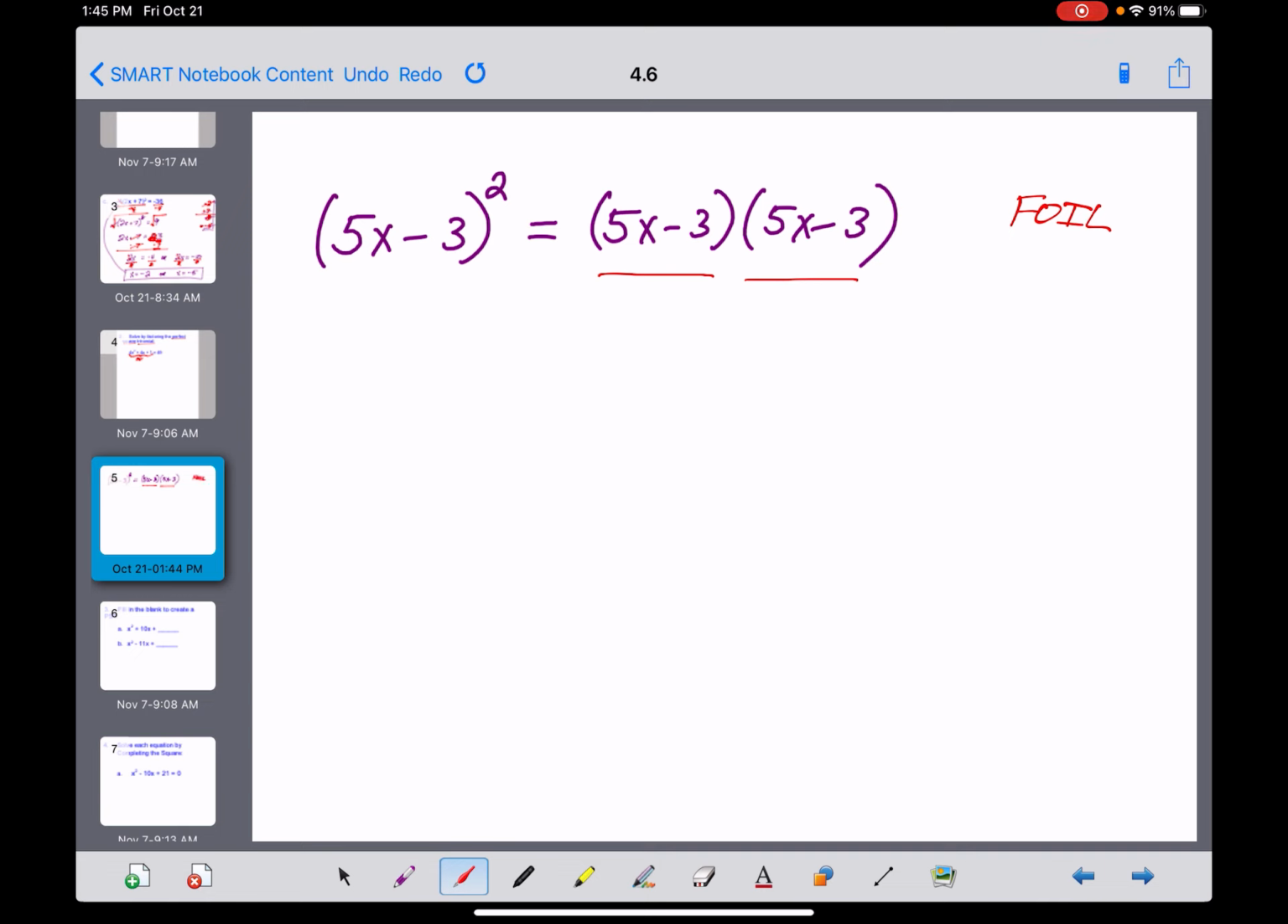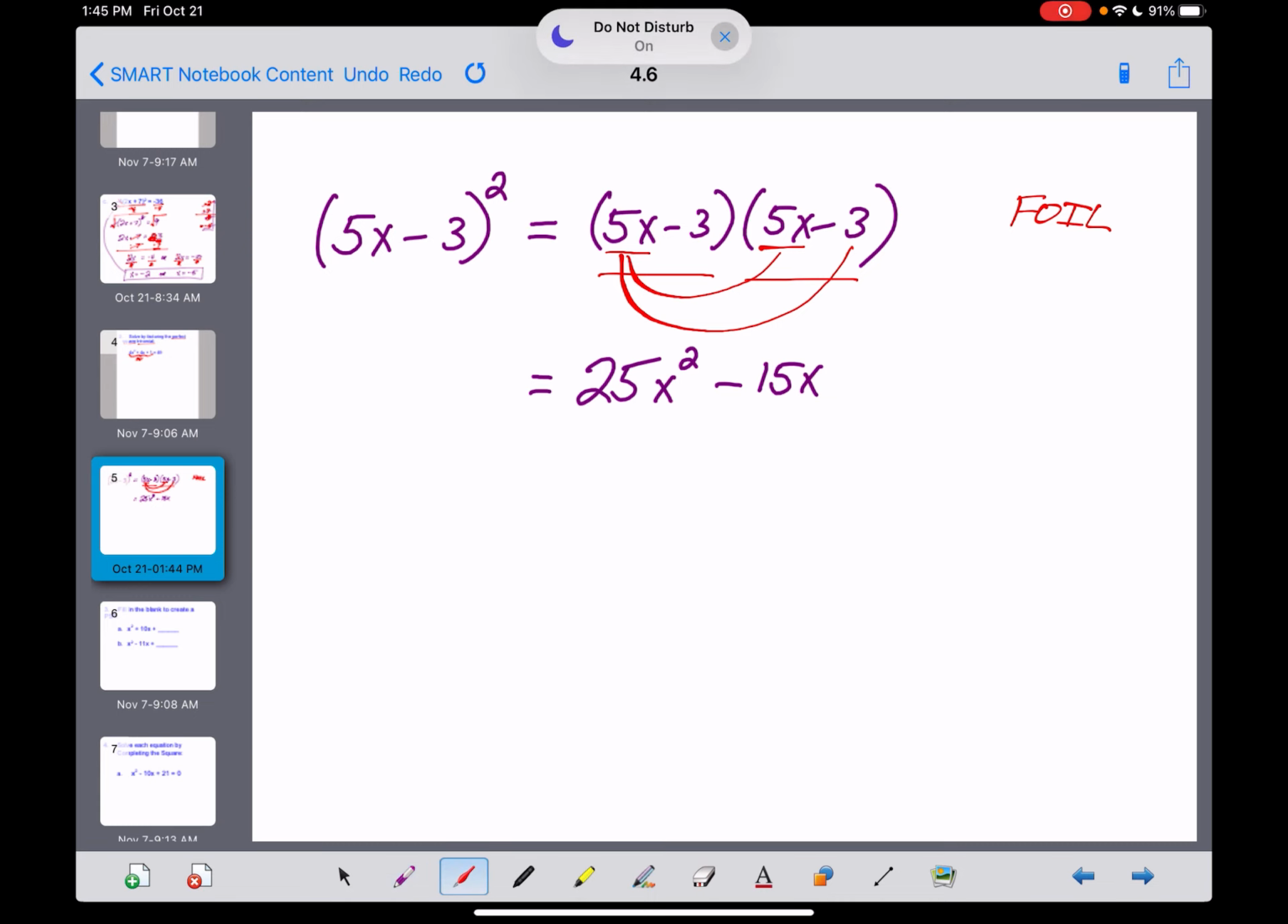So here we go. The first term in each binomial gets multiplied together. 5x times 5x is going to get you 25x squared. Then the outer product is 5x times negative 3. That right there, 5x times negative 3, is going to get us a minus 15x. Okay, got it. What's next then? The inner product is this one right over here. Negative 3 times 5x is also negative 15x.